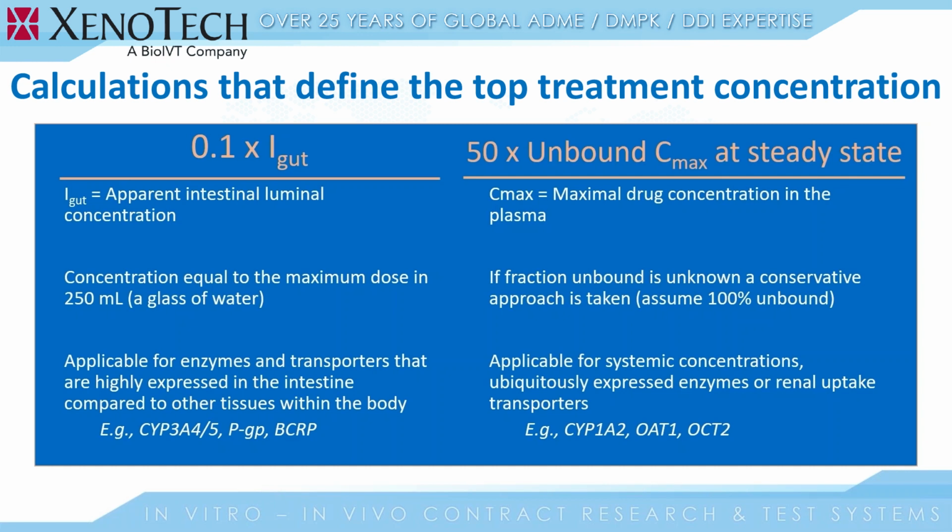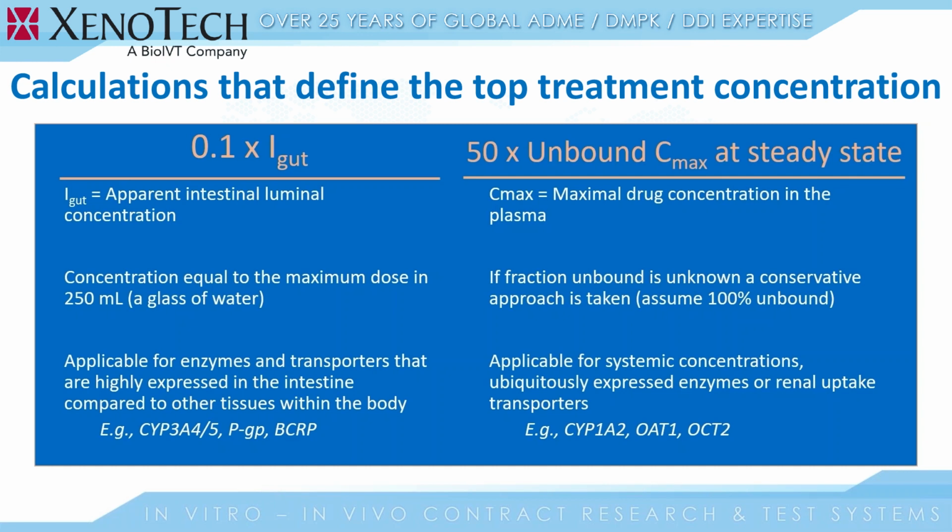This calculation is going to be applicable for enzymes or transporters that are highly expressed in the intestine compared to other tissues of the body. So if we have higher expression in the intestine and lower expression in the kidney, we're probably going to be interested in the IGUT calculation. You can think of CYP3A4, PGP, or BCRP, which all have higher intestinal expression compared to other tissues.